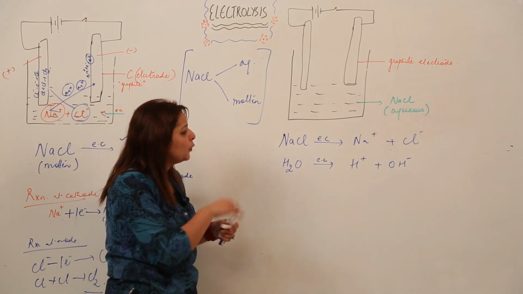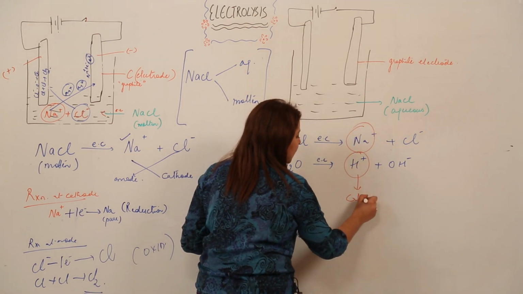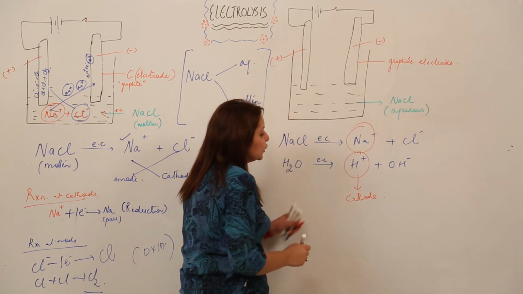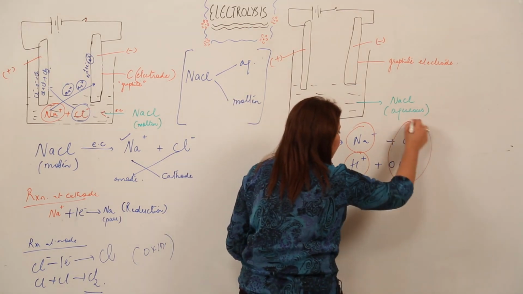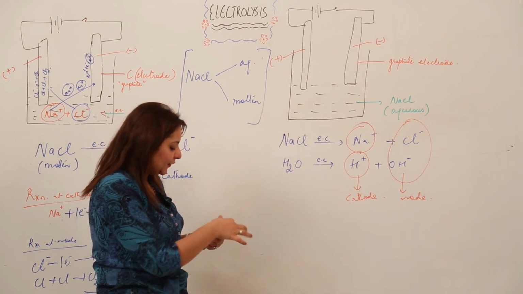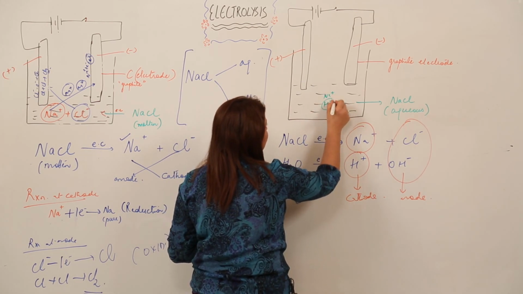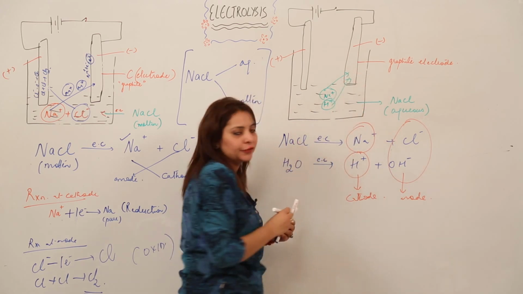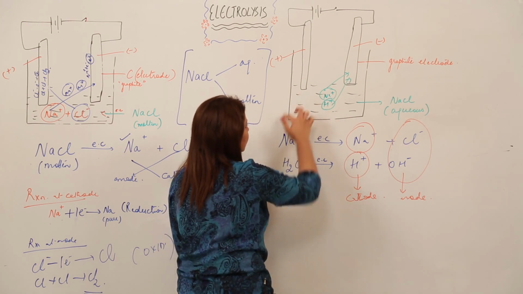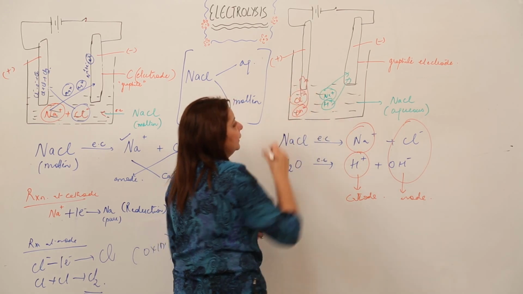Now, both the positive charges, this positive one and this positive one, will move to the negatively charged electrode, that is the cathode. Again, this is the cathode, this is the anode, right? So Na positive and H positive are rushing towards the cathode, right? And Cl negative and OH negative will rush towards the anode, right?